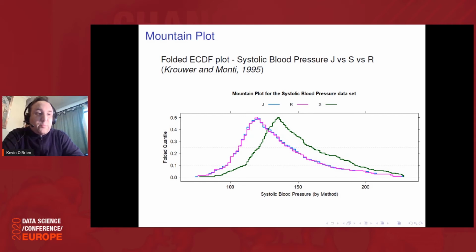So this is actually a very useful approach for assessing the agreement between the two. We also have S there, the semi-automatic measurement device. And obviously you can see that it is quite distinct from the other two. So we would suppose here that J and R actually have quite a lot of agreement, whereas S is obviously not agreeing with the other two. Its measurements are completely different from the other two on the same patients.